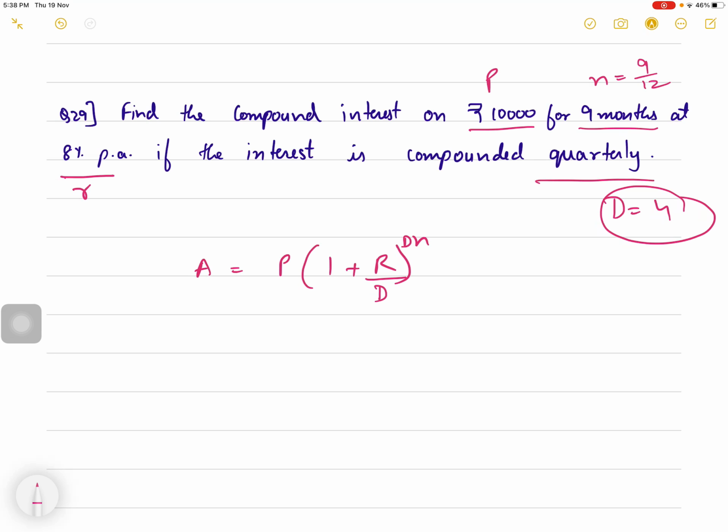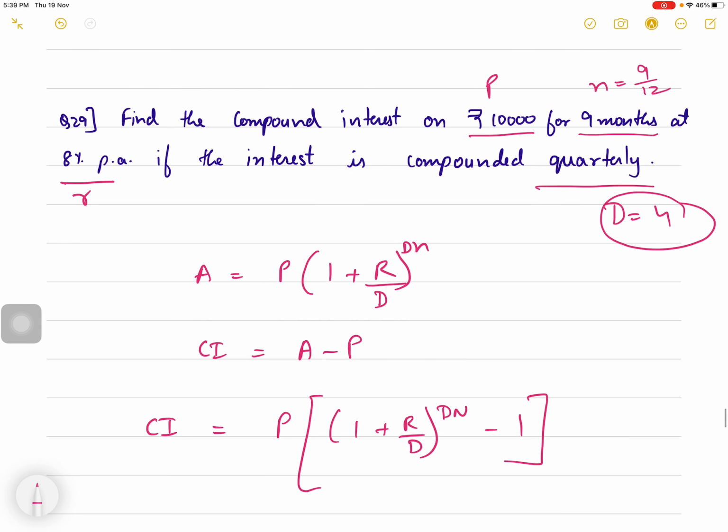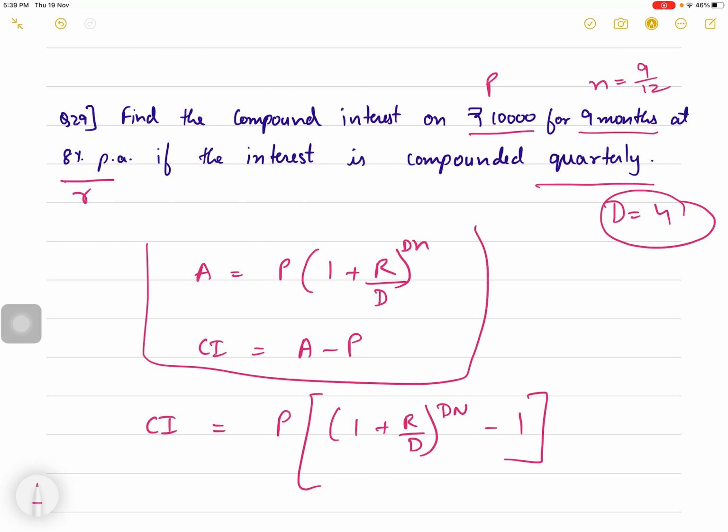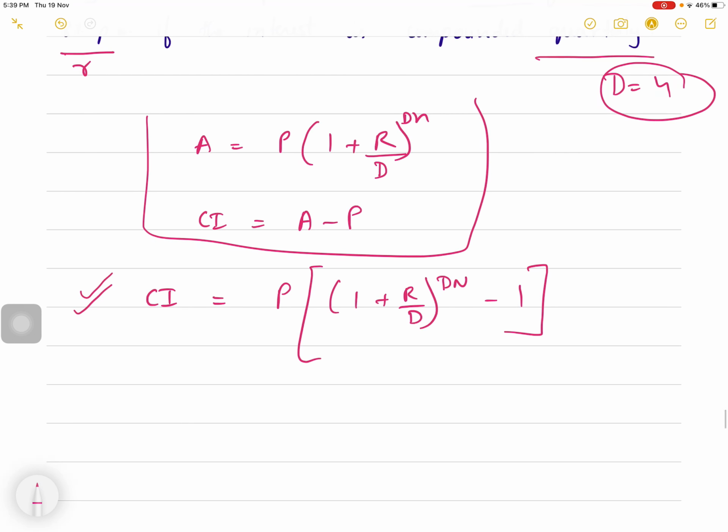You can use this formula and then you can find out compound interest by subtracting. You can just do A minus P and you can find out the interest. So this is one way, or you can directly write the compound interest formula, which is P into (1 plus r by D) raised to D n, minus 1. You can use any method.